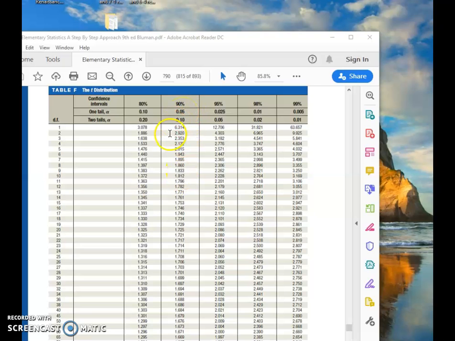Whereas before, when we were using the t-distribution tables, we were talking about confidence intervals, and so we had 80%, 90%, 95%, and so forth. We were using these columns, or these rows up here, to find the appropriate columns. Now we're using these two rows, the one-tailed test and the two-tailed test. We'll see how that works in a moment.